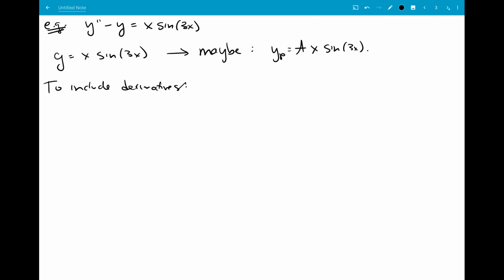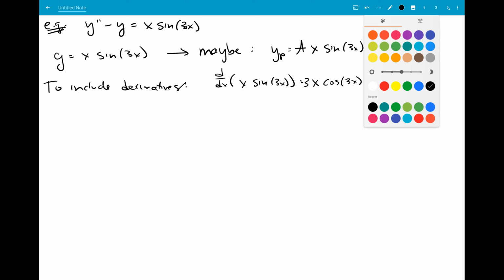So to include derivatives, I would look at the derivative of x sine of 3x. So let's see, I'm going to hold on to my x, take the derivative of sine, it's just going to give me cosine 3x. Then take the derivative of x is 1, leaves me behind with a sine of 3x. And a 3 would appear here. Tracking those constants doesn't really matter, so you can be sloppy here. But I'll try not to be.